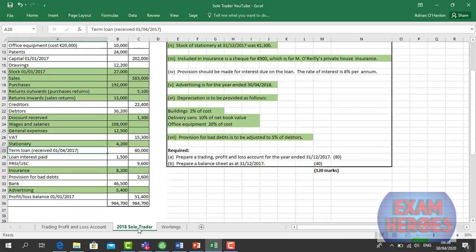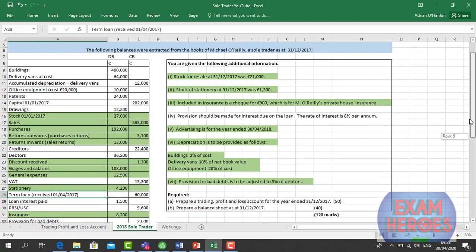So if I come in here, this is my sole trader trial balance. It says here provision should be made for interest due on the loan. The rate of interest is 8% per annum. That's fine. And it says then in terms of the loan itself here, okay, that it was received on the 1st of the 4th 2017. This is very important because this says then that, well, firstly it's per annum, right? The loan, that means it's a yearly charge, but the term loan wasn't received until April.